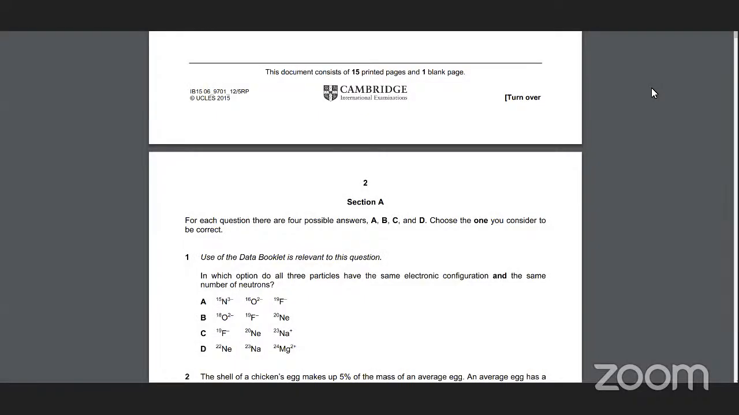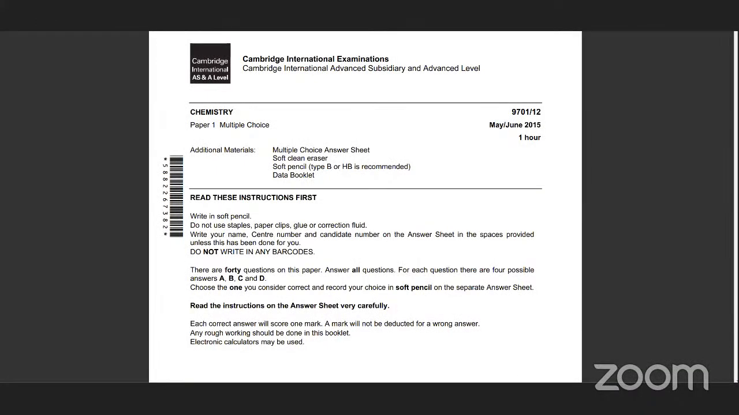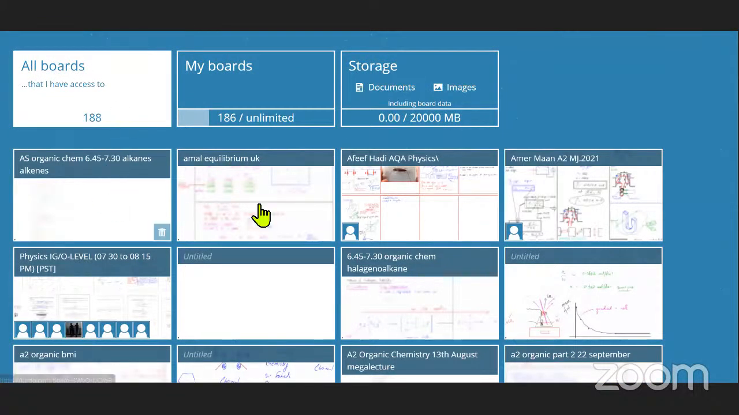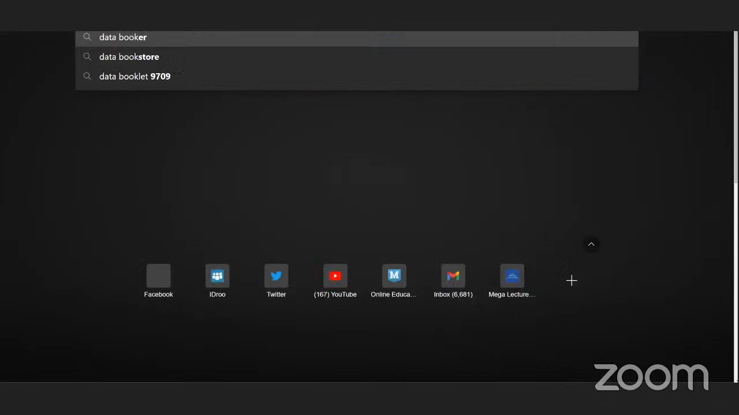चलें ठीक है, we're all set to go. और ये मैंने गलत जगह खोल दिया, just one second, इसको मैं सही कर लूँ. And the data booklet as well.